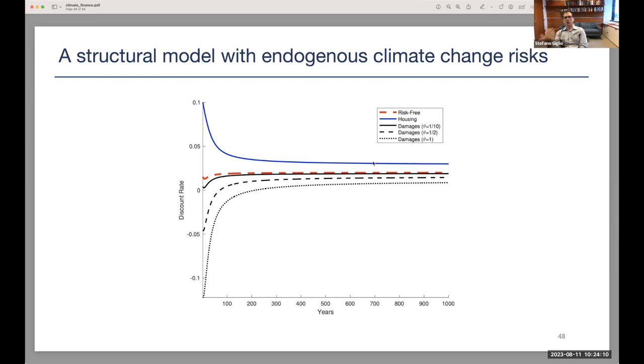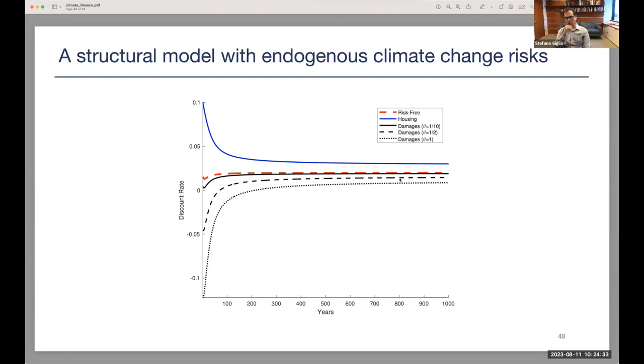More interesting, the model gives you some calibrations for different climate mitigation investments. So you can say, what if I do an investment that is able to mitigate 1/10 of the damages from climate? Well, this is the discount rate for that investment. Okay. What if I want more mitigation? Then this is the discount rate.